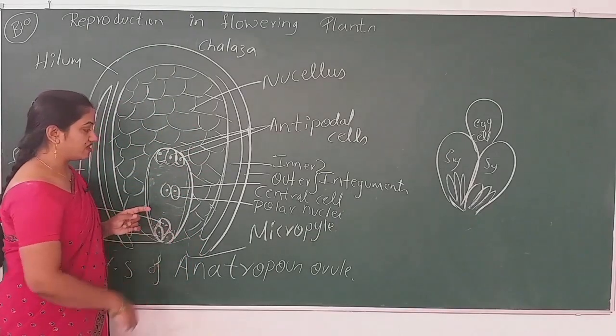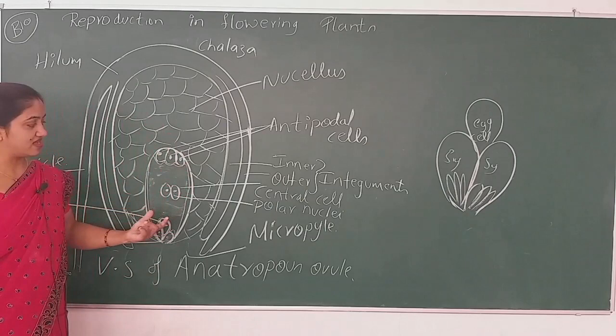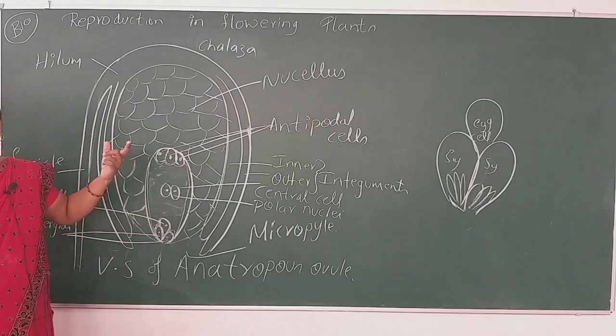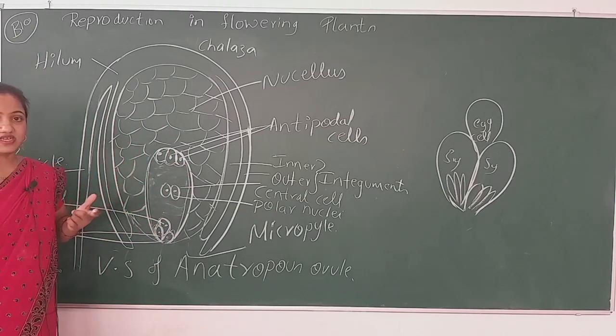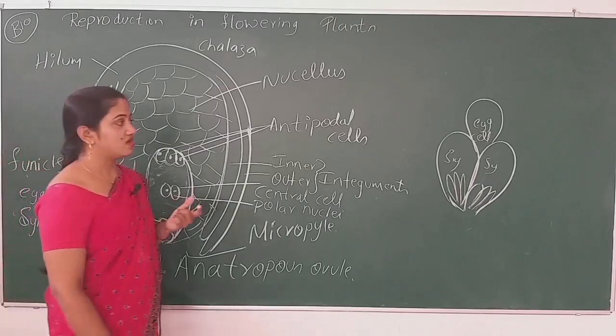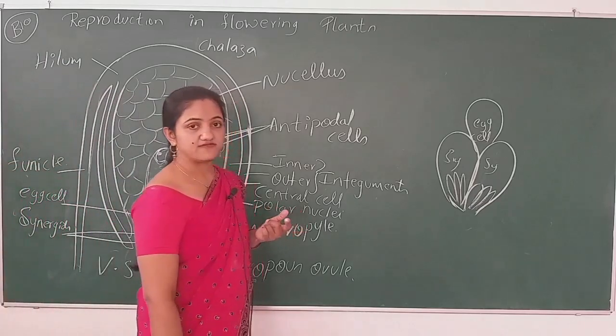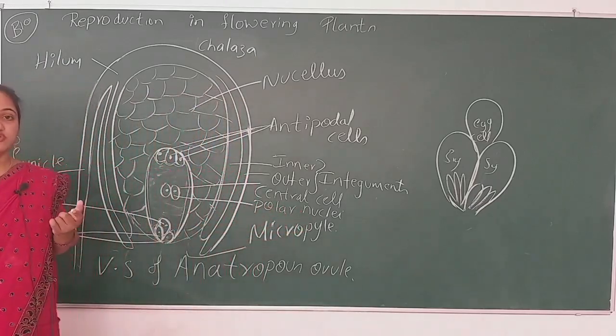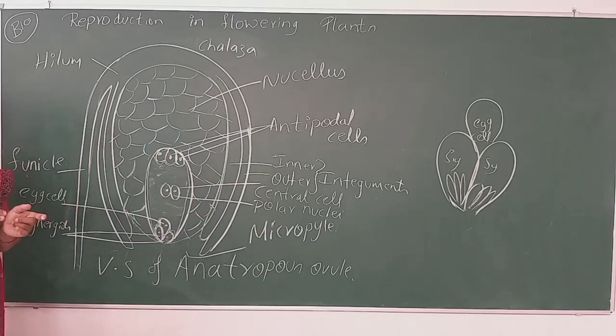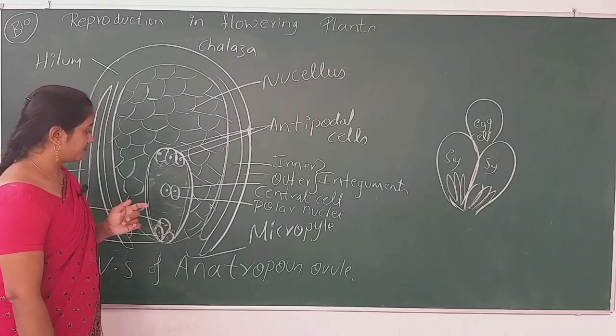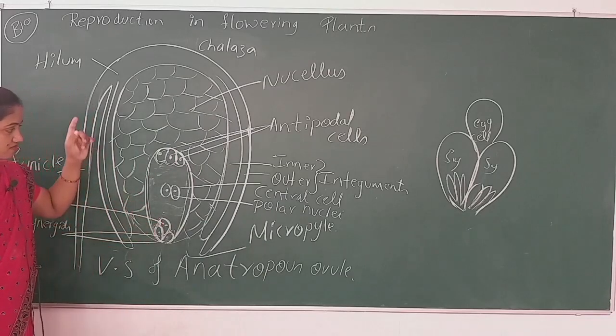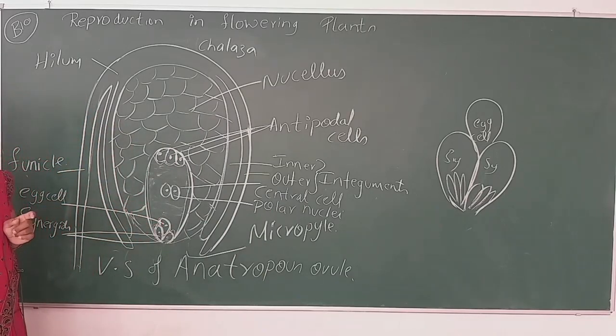Towards the micropyle opening, one of the nucellus cells undergoes meiotic division. When it undergoes meiotic division, the number of chromosomes reduces from diploid to haploid condition. So that's all about the VS of the anatropous ovule.